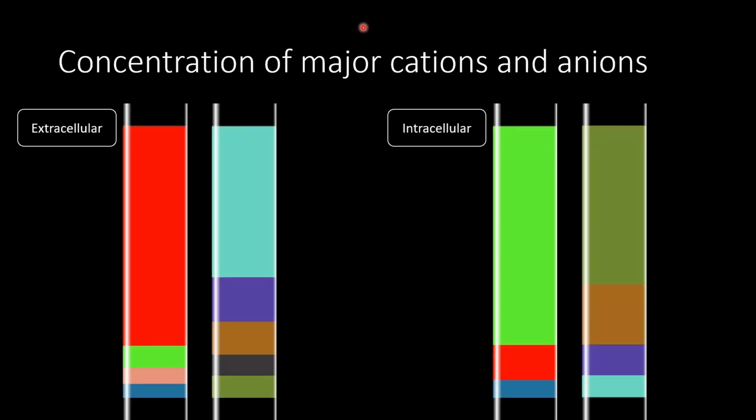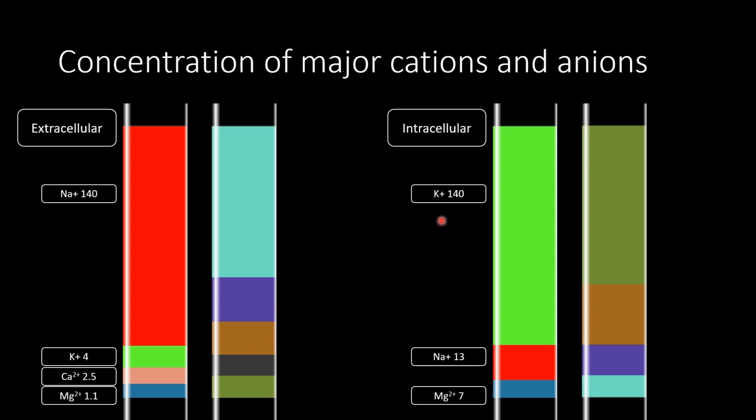So what are the concentrations of major cations and anions in the body? For now, think of this as the extracellular compartment, and this as the intracellular compartment. These are the cations, these are the anions. Similarly, these are the cations and these are the anions. So can you tell which is the predominant cation in the extracellular compartment? Yes, you guessed it right. It is sodium, followed closely by potassium, calcium, and magnesium. Similarly, in the intracellular compartment, the predominant cation is potassium, closely followed by sodium and magnesium.